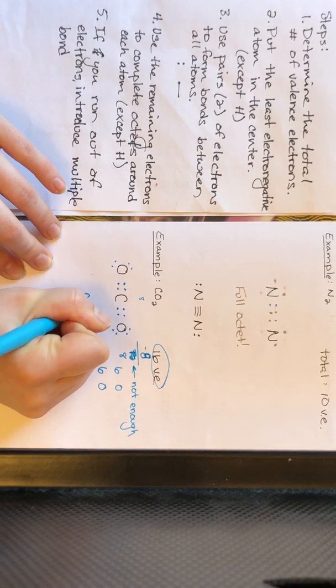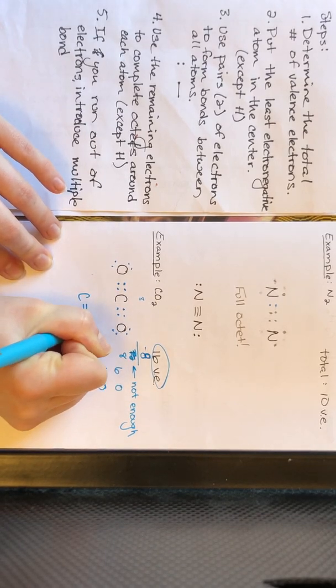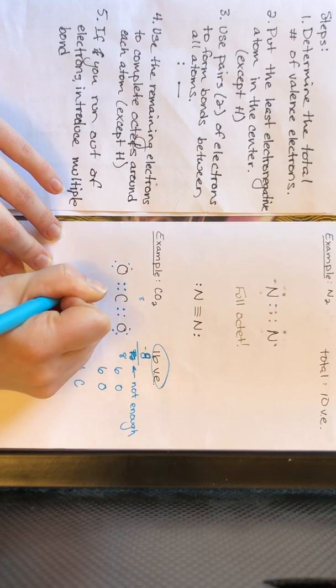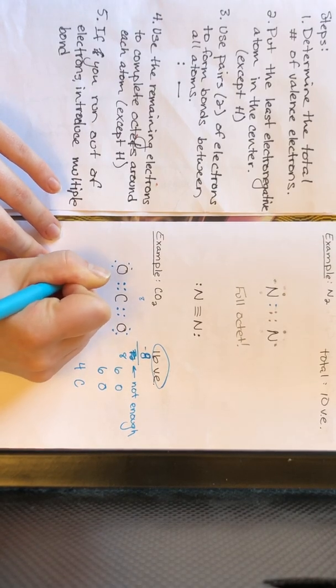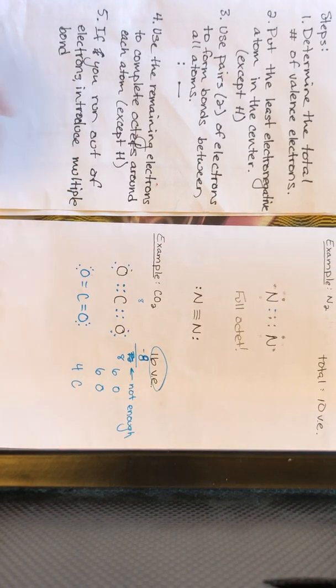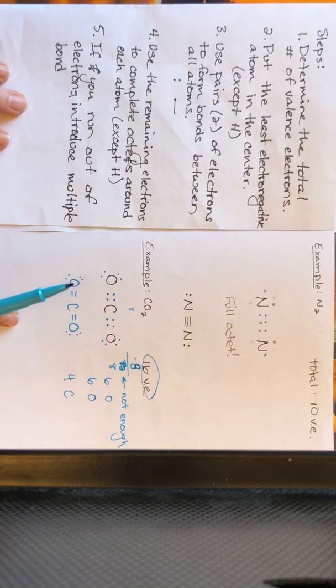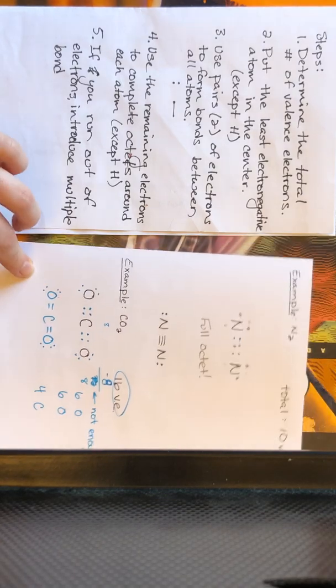And so carbon dioxide looks like this. And that's the Lewis dot diagram for carbon dioxide, where I had to figure out that there were going to be multiple bonds between the atoms because we didn't have enough electrons to fill the octets. Next example.